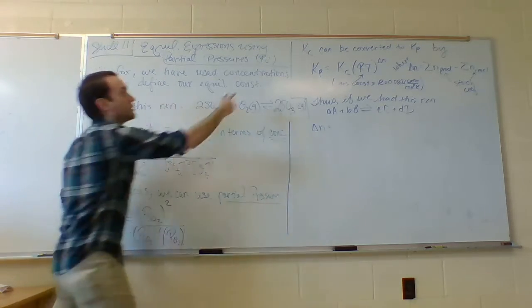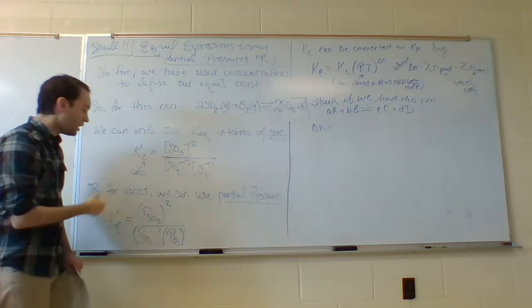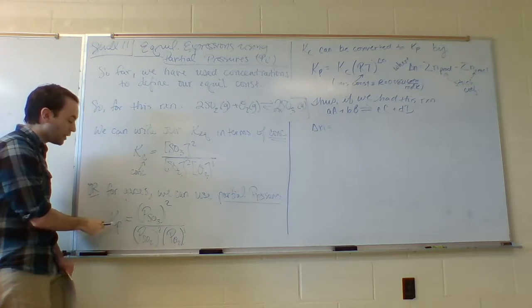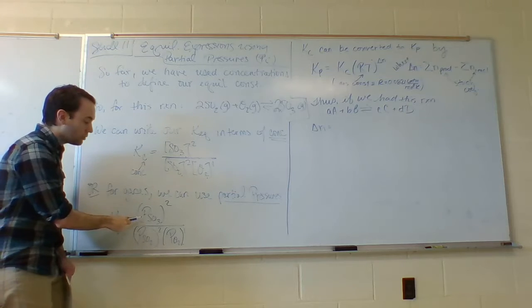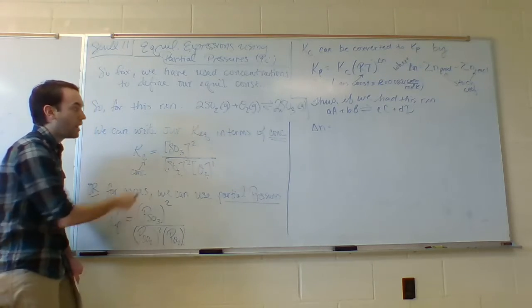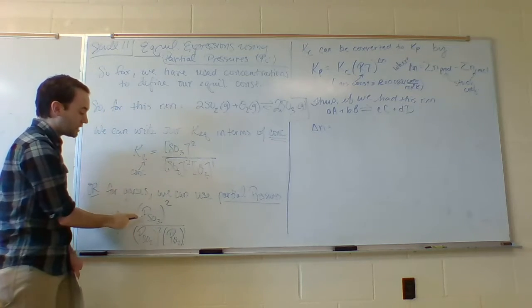our PIs, that we talked about at the beginning of the semester. Now, in this case, our Kp, our equilibrium constant using pressure, is equal to the partial pressure of our products over reactants. So rather than using our concentrations, we just use the partial pressures. So it's exactly the same, except we have partial pressure.